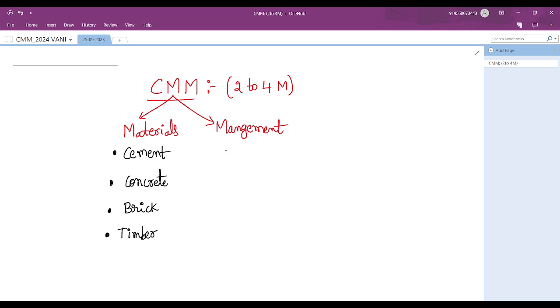And in management we study about PERT and CPM. PERT is nothing but project evaluation review technique, whereas CPM is critical path method. So these are the contents of this subject, or you can say the syllabus of the subject.